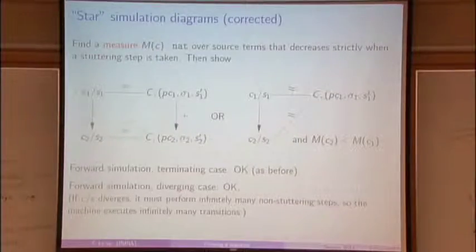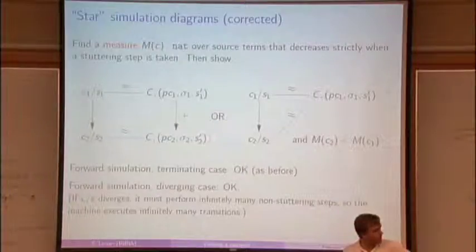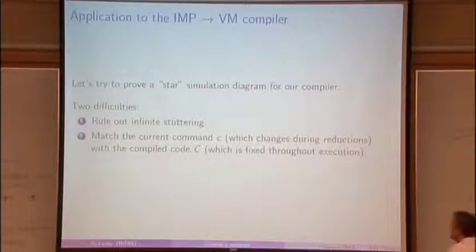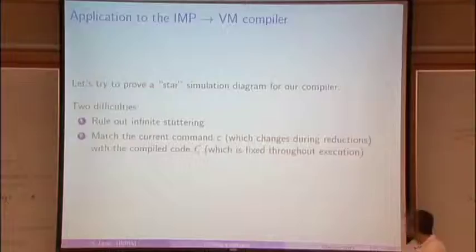And that's enough to show preservation of forward simulation, both for terminating executions and for diverging executions. So maybe not the most general forward simulation diagram, but a fairly general one that can be used for many compilation schemes. Okay, let's put that into practice for our imp2 virtual machine compiler. So let's try to prove a star simulation diagram for our compiler.